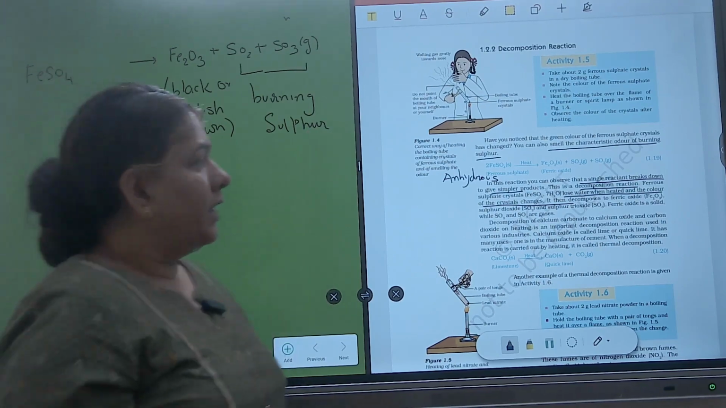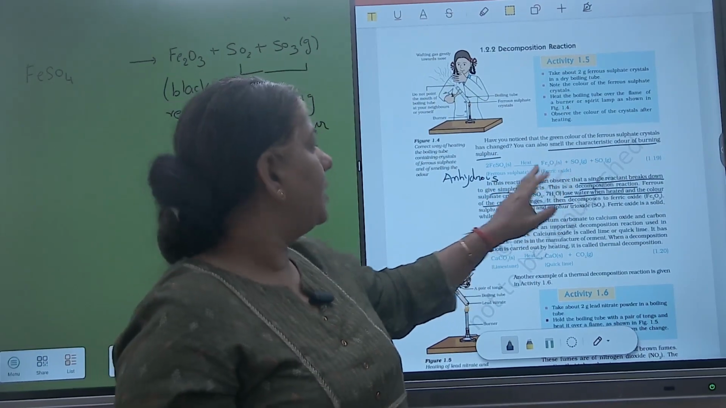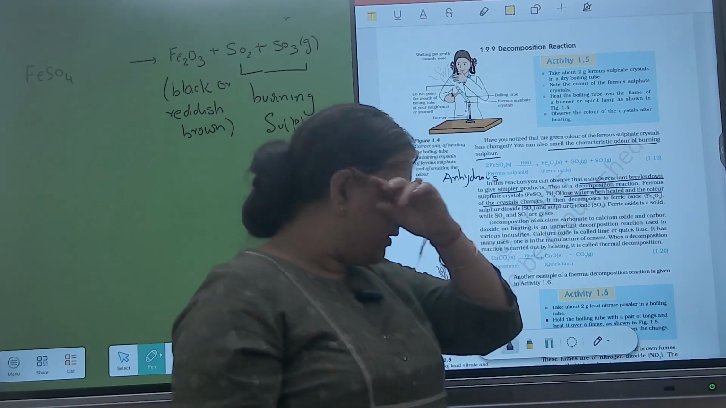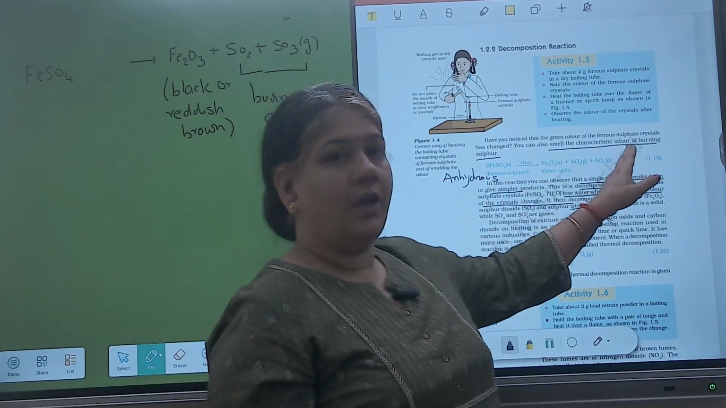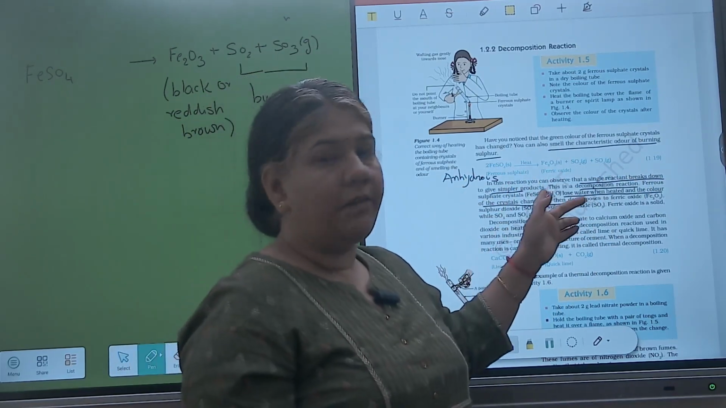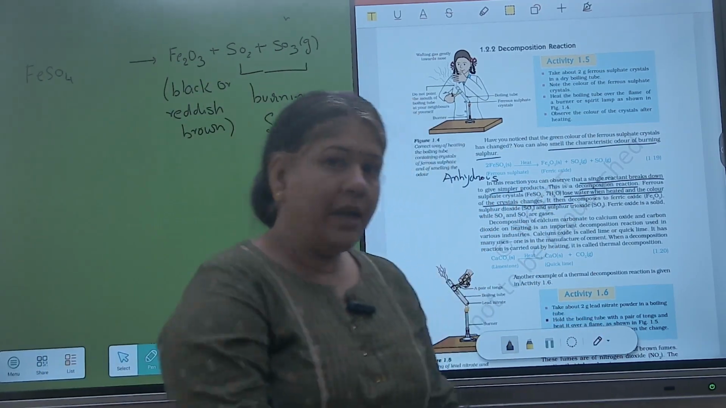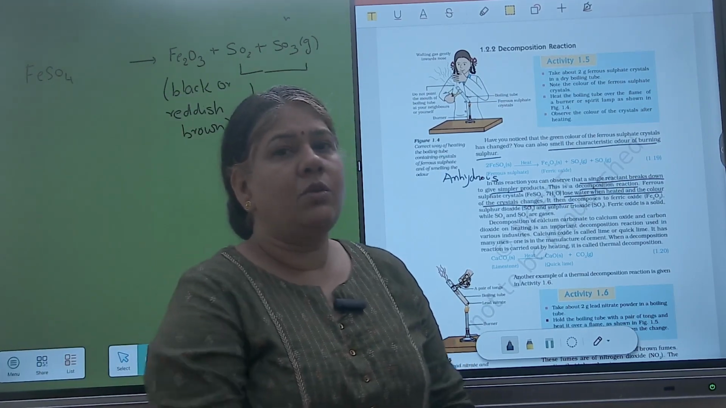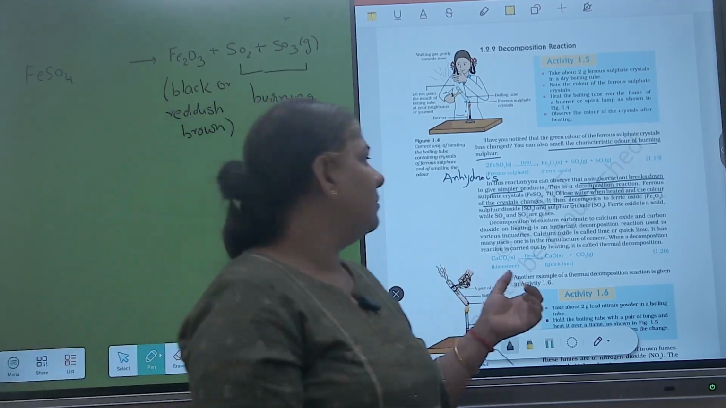So the two changes that we are observing are that the final product is reddish brown in color, that is ferric oxide, and the two gases that are evolved can be detected with the help of their peculiar smell, that resembles burning sulfur. You can feel this while lighting crackers: the pungent smell that you get is that of burning sulfur.